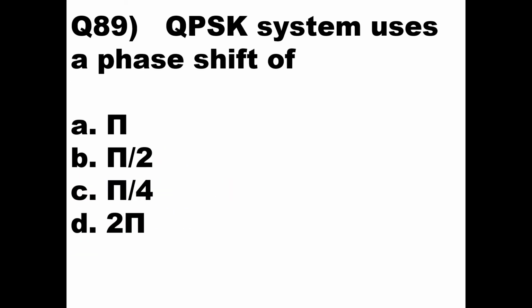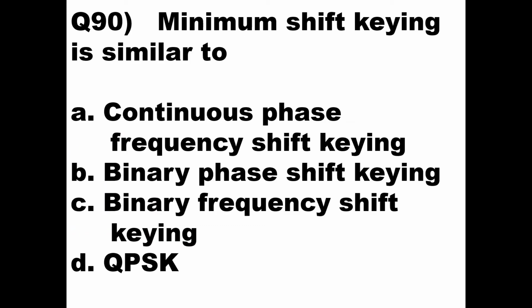Then we'll go to question number 89. QPSK system uses a phase shift of? There are four phase shifts, and the phase shifts should cover 360 degree. So 360 degree divided by 4 is 90 degree, that is pi by 2. QPSK system uses a phase shift of pi by 2. So every phase shift will have a difference of pi by 2, that is 90 degree. Then we'll go to the next question, question number 90.